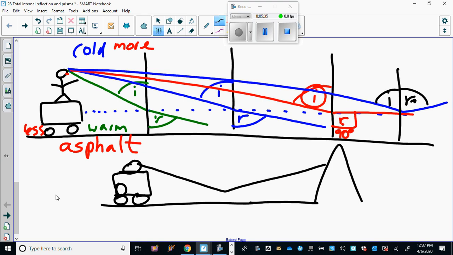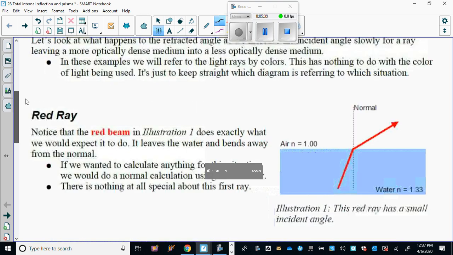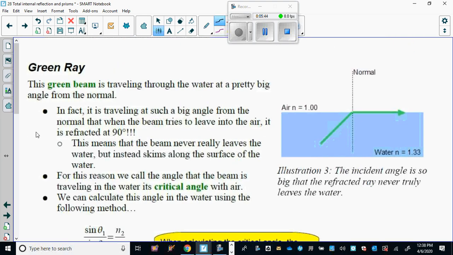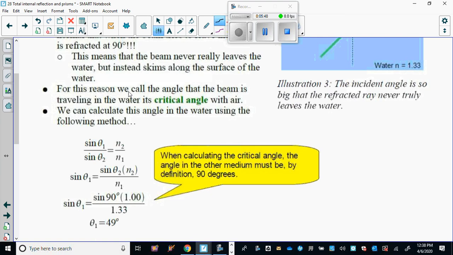Okay, so I hope that explains that phenomenon. You can now go over your notes. That explains it quite well. And then the important part, this is very popular on diplomas, this concept here of the critical angle.